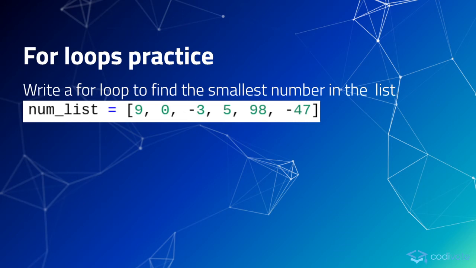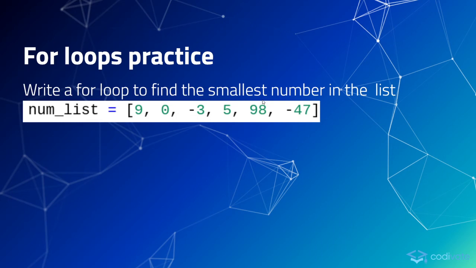Negative 3 is still the minimum. Finally, negative 47 is the value we look at. And since it is less than negative 3, it becomes our new minimum. So the minimum in this list is negative 47, and we have to loop through each item and check if it's less than the minimum so far.